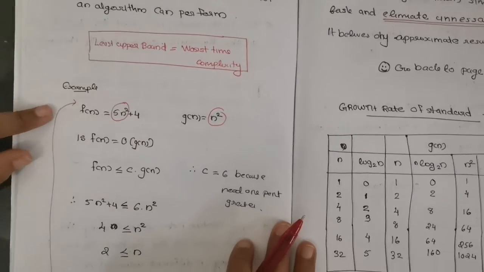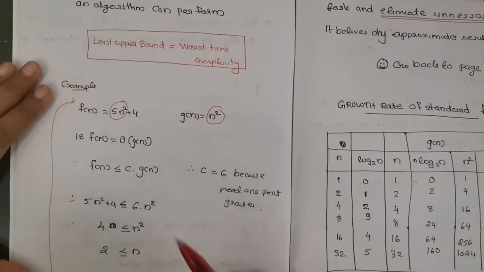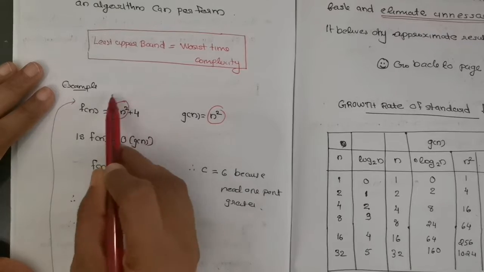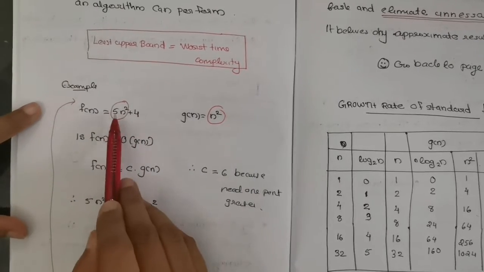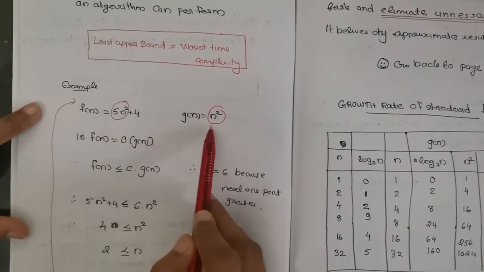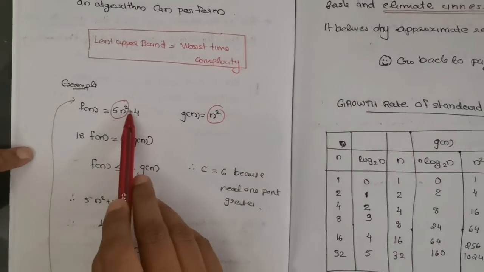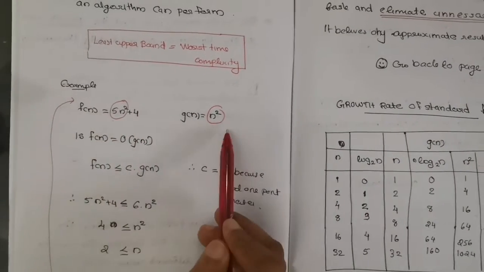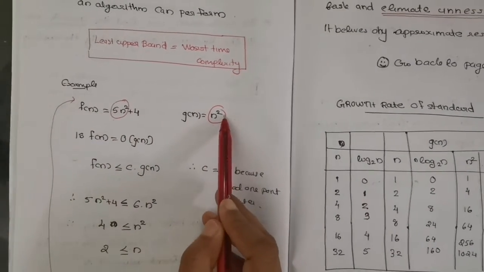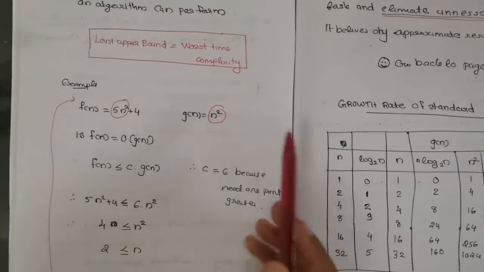Next, we can discuss an example. For example, I just analyze f of n equal to 5n squared plus 4 and g of n equal to n square. Already I mentioned n square means there are 2 for loops. Here also there are 2 for loops. That will take more time; it is more time consuming.